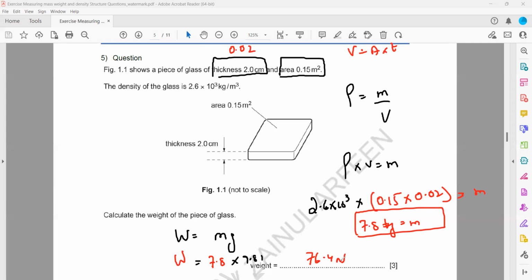Is it clear, this one? Anyone having a doubt or a question at this point?